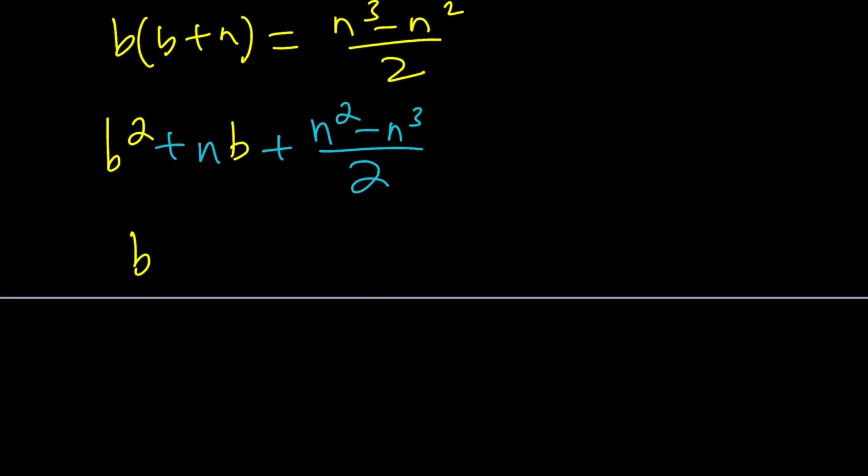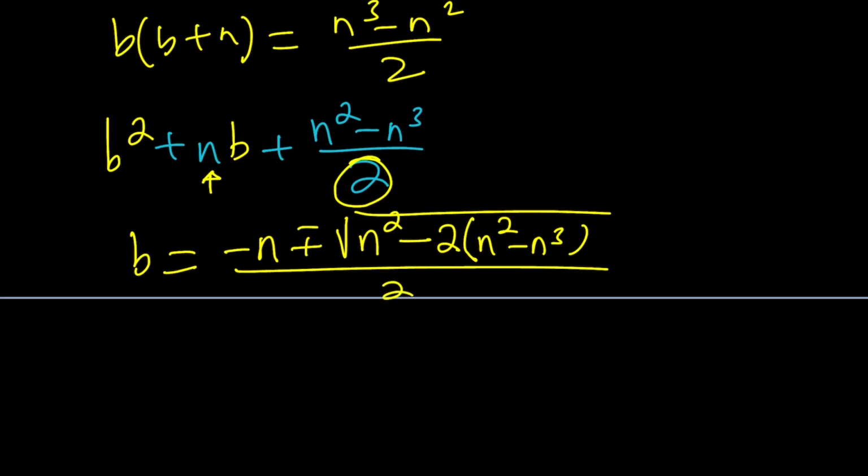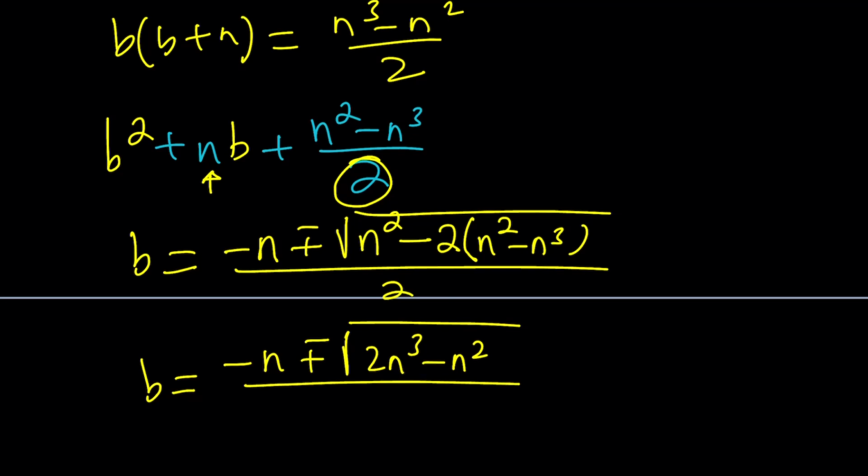Let's use it. b equals negative b. In this case, of course, b is the coefficient of b. If you know what I'm talking about, negative n plus or minus the square root of b squared, which is n squared, minus 4ac. This is where the 2 cancels out, and we end up with 2 times (n squared minus n cubed). And all of that is divided by 2. Awesome. Let's simplify this. N squared minus 2n squared plus 2n cubed is going to give us negative n plus or minus the square root of 2n cubed minus n squared. All of that is divided by 2.